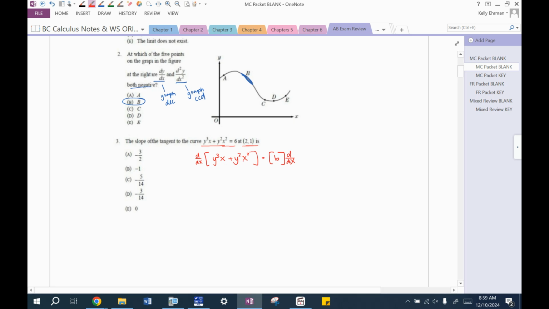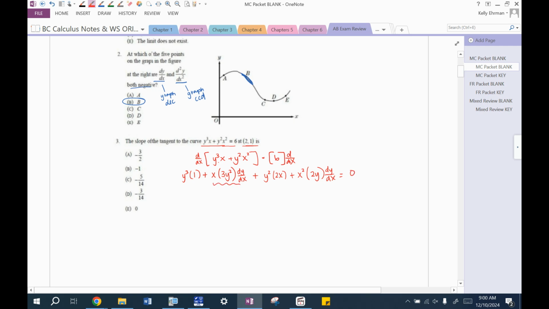Okay. We need product rule here. Maybe I could have factored this out, but I don't think that's going to save me any time. So if I product rule this first part, it's first times derivative of the second plus second times derivative of the first. Remember to chain rule here. The derivative of y to the third with respect to x is 3y squared dy dx. Plus power rule again here. So first times derivative of the second plus second times derivative of the first with chain rule equals the derivative of 6, which is 0.